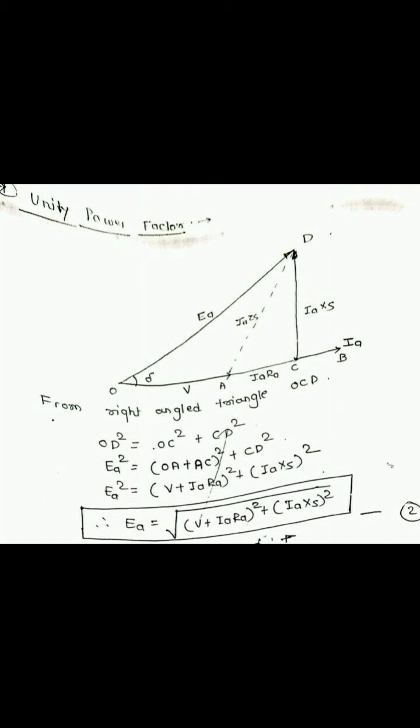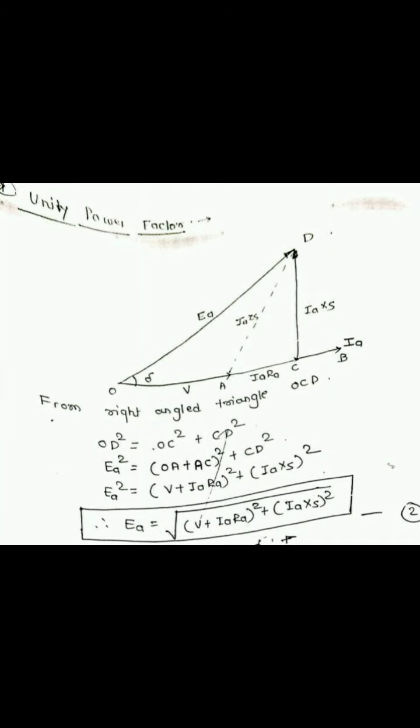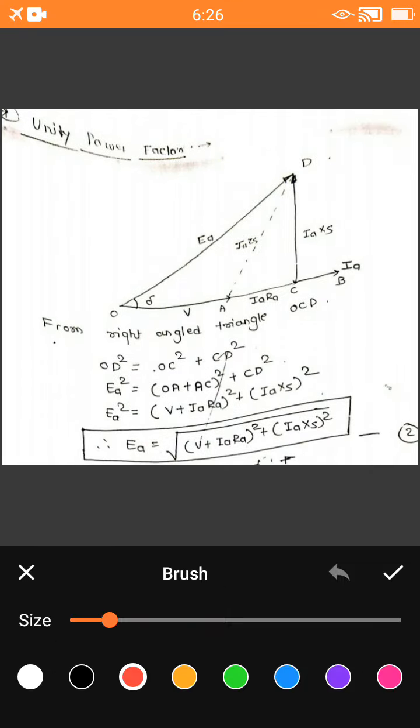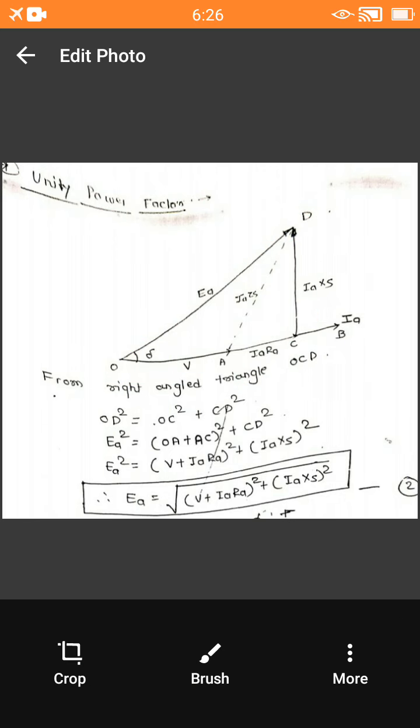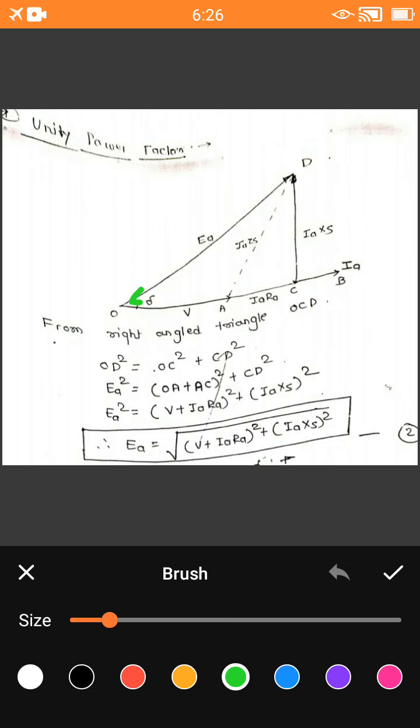Now let's start the vector diagram for a unity power factor. Similarly, the diagram is drawn for unity power factor, but as we know, for unity power factor the voltage and current are both in phase. So for the right angle triangle OCD, OD square is equal to OC square plus CD square.